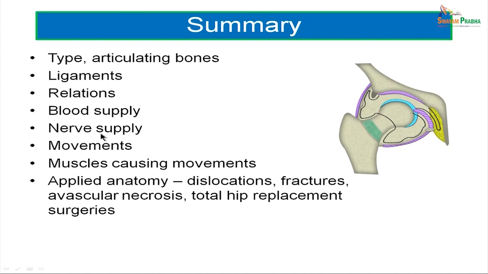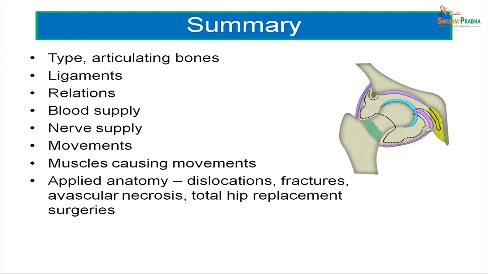The nerve supply is by articular branches, which are coming from the femoral nerve, the sciatic nerve, the obturator nerve, and the nerve to obturator internus. We have seen the three sets of movements which occur at the hip joint. This include flexion, extension, abduction, adduction, medial rotation, and lateral rotation. We have seen the various muscles which cause these different sets of movements.